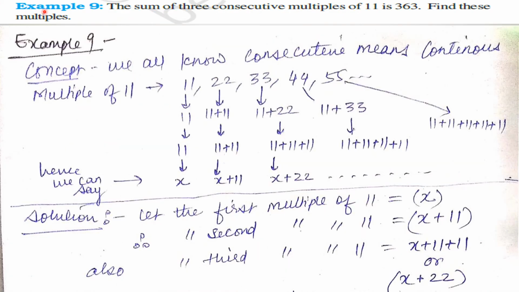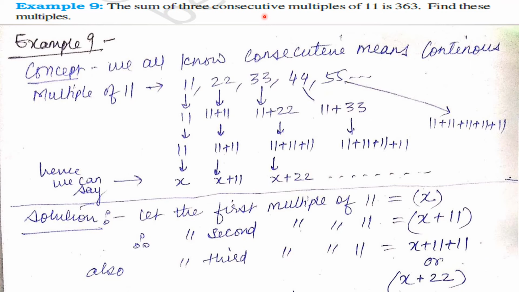Now, similar example, example number 9. The sum of three consecutive multiples of 11 is 363. Find these multiples. Before starting the question, please think, what do you mean by consecutive multiples? Very easy. Consecutive means continuous. Suppose you see consecutive multiples of 2. It's very simple. 2, 4, 6, 8, 10. They all are consecutive multiples of 2. Similarly, consecutive multiples of 5 are 5, 10, 15, 20.